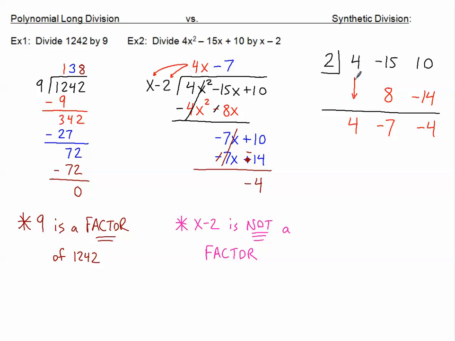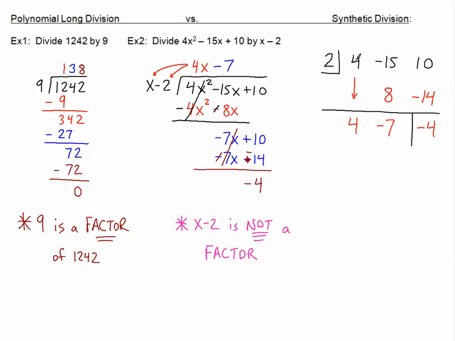We drag this first coefficient down across the line, and then we multiply here and put that answer here, and then we add, and then we multiply here and put that answer here, and then we add. I always like to put a little line right here because that separates what I have from my remainder.